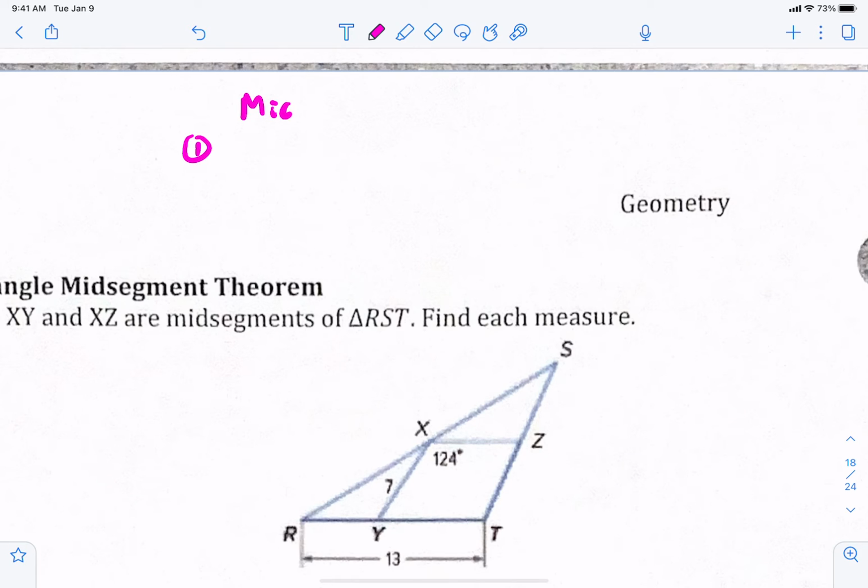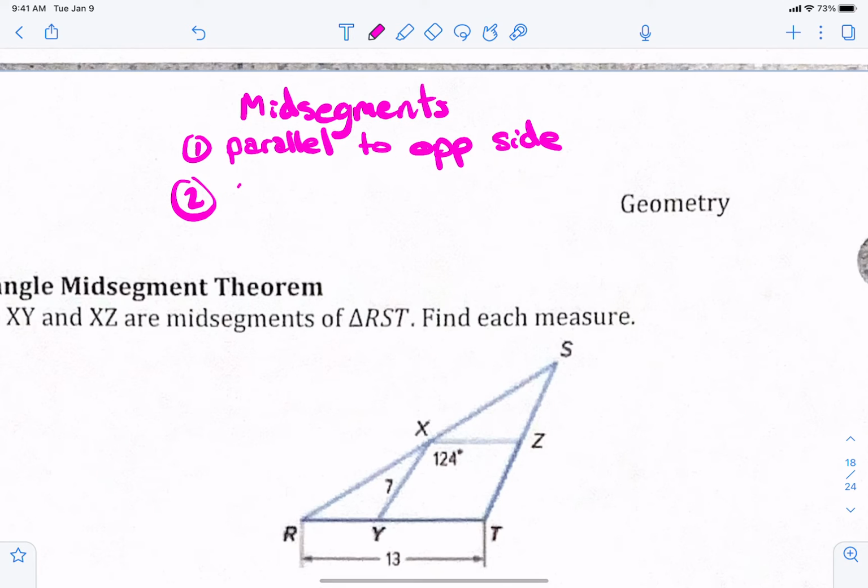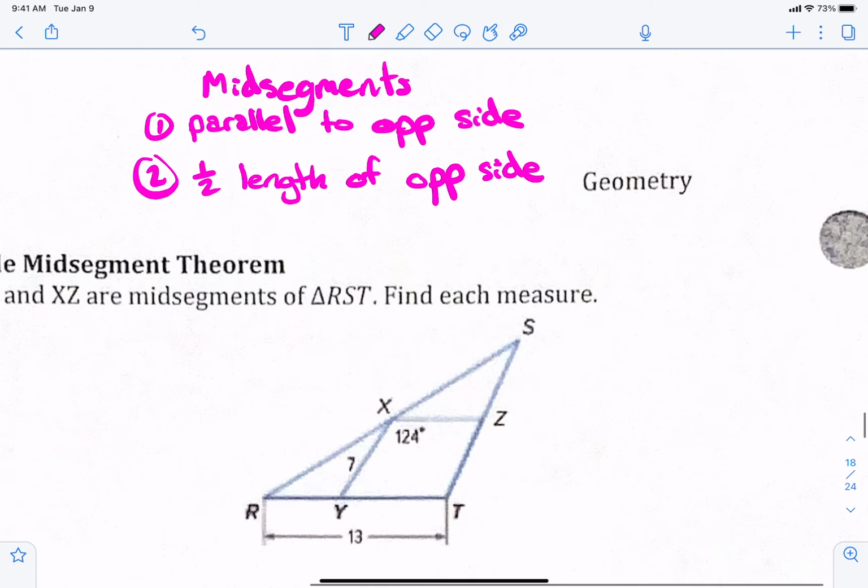Number 1, let's talk about mid-segments. Here are some things that you need to write down about mid-segments. The 2 things that you need to remember. They are parallel to the opposite side, and they are half the length of the opposite side. Not only are they parallel to the opposite side, but they are exactly half of the length of what the opposite side was. Okay, so we're going to go down here and label some things. So write those down. This is like your cheat sheet for how you determine mid-segments. Okay, good? All right, beautiful.